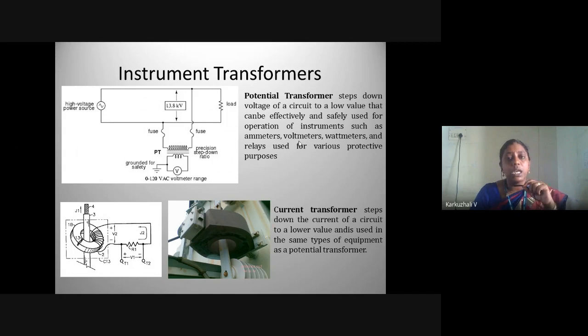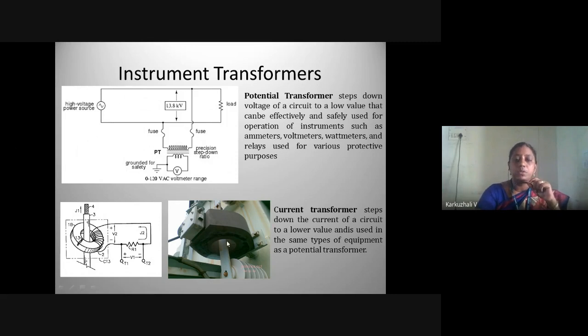Ammeters are used to measure the current, voltmeters to measure the voltage, and wattmeters to measure the power. And it can also be used for relays for protective purposes. So mainly to protect the instruments, we are going to use a transformer. This transformer steps down the higher voltage to a lower voltage, and this lower voltage is suitable for safety precautions for the different types of instruments we are using. So this type of transformer is called a potential transformer, and it has a step down ratio.